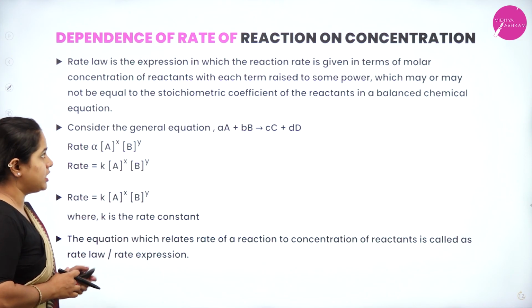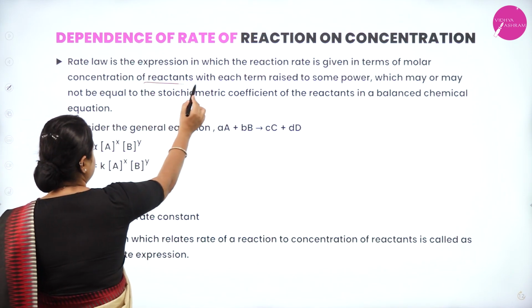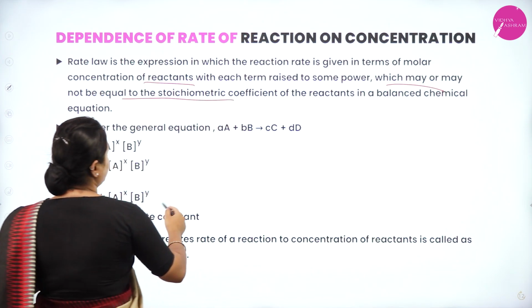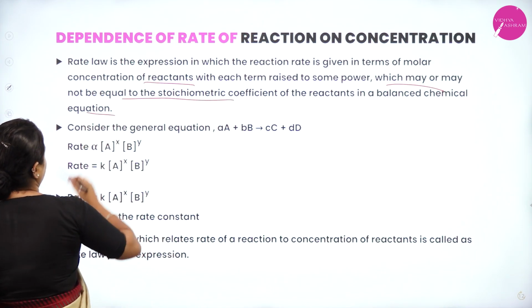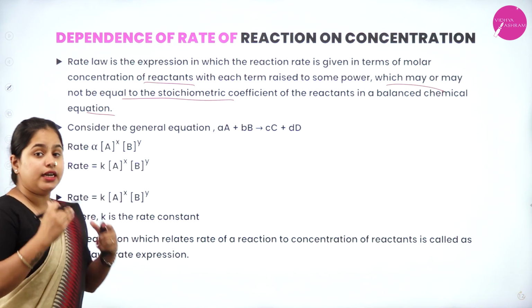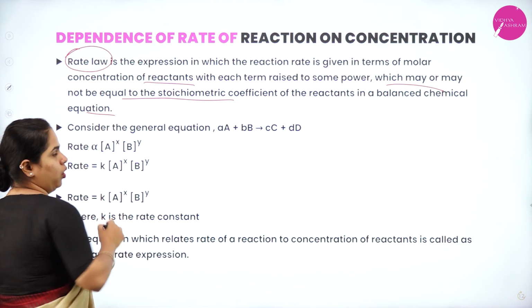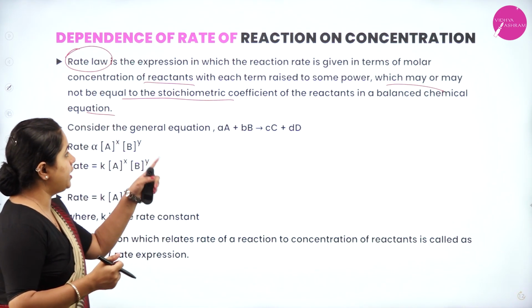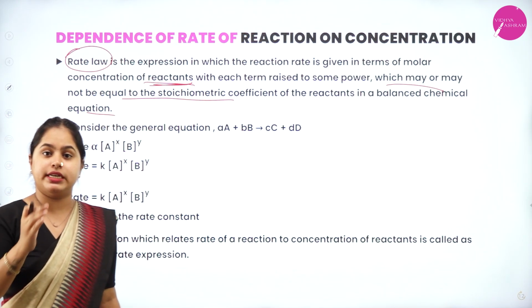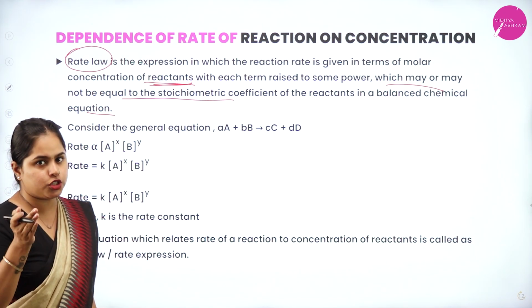The rate law is the expression in which the reaction rate is given in terms of molar concentration of reactants with each term raised to some power which may or may not be equal to the stoichiometric coefficient of the reactants in a balanced chemical equation. So how the concentration of the reactant will affect the rate of the reaction is being expressed by a law which is called the rate law. It is only the molar concentration of reactants, and it will be raised to a power which may or may not be equal to its stoichiometric coefficient.